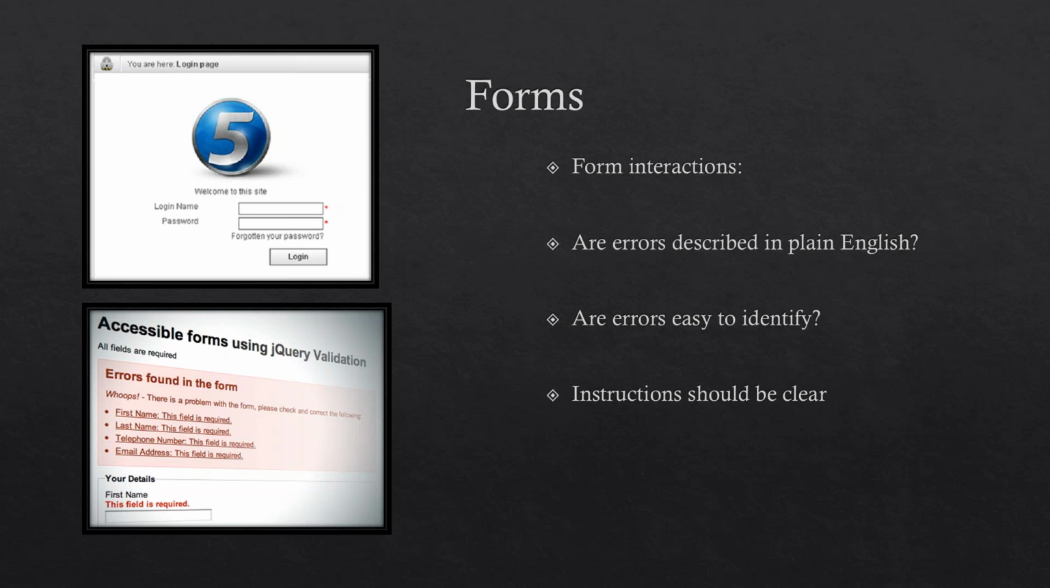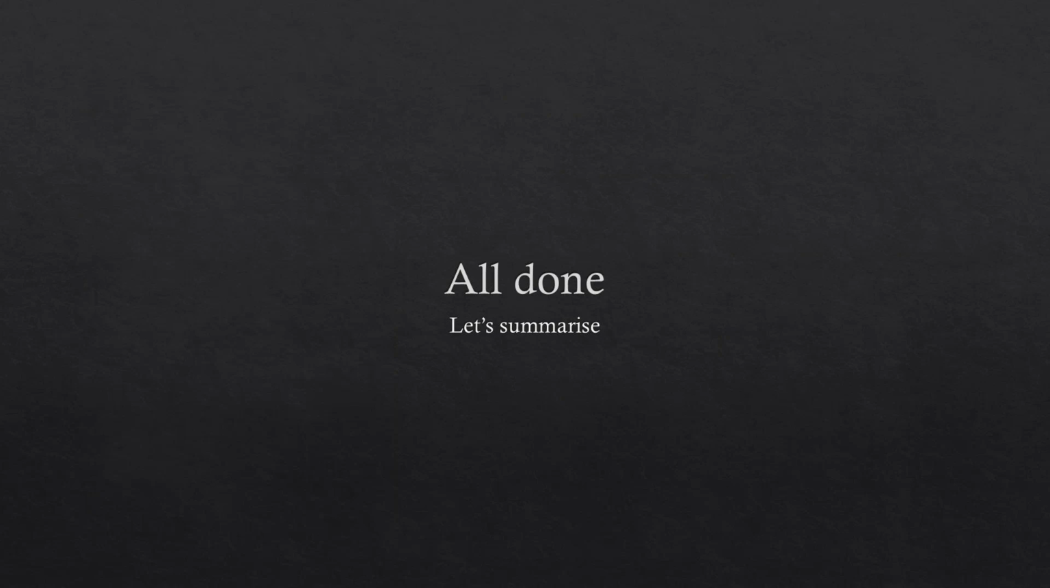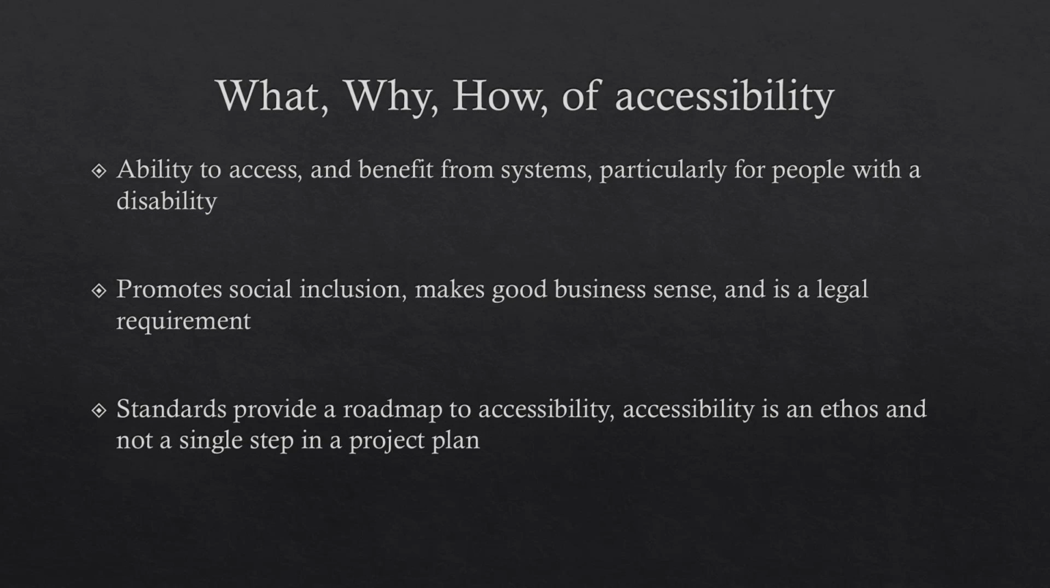Okay, so really that's it. That's run through the three sections. What accessibility is, why we do accessibility, who benefits: people with disabilities, but broadly everyone benefits. So I'll summarize very quickly that accessibility, again, is really covering the ability to access and benefit from systems and content. It's for all users, but particularly for people with a disability who will otherwise have greater difficulty accessing content.